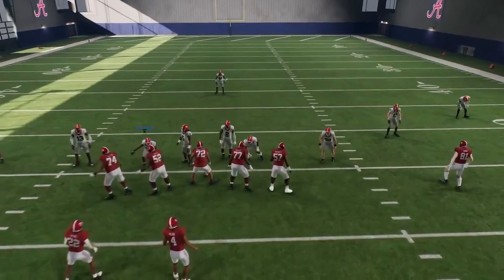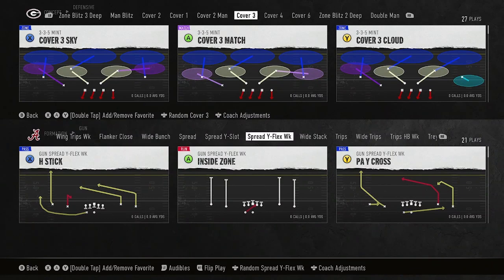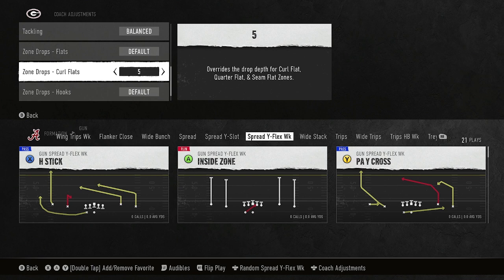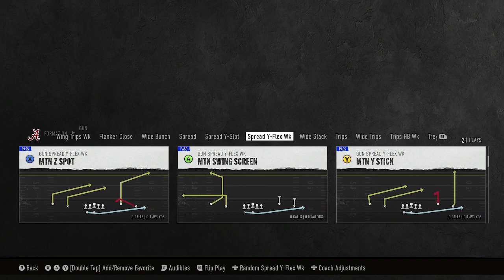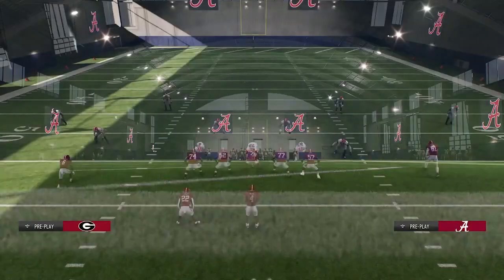Now, in Madden, and I think this is the biggest thing where people are having a problem, is if I went ahead and changed this where the curl flats, which are basically all the purples, right? You see how it says overrides the drop depth for the curl flat, quarter flat, and seam flat zones. If I was to put this in a different depth, that would turn off match. Well, I'm going to call Cover 3 Match the same way. I'm going to call the exact same play, the hitch seams.